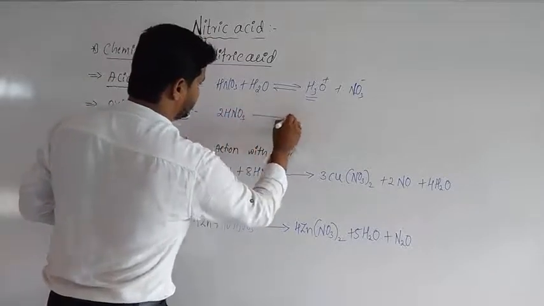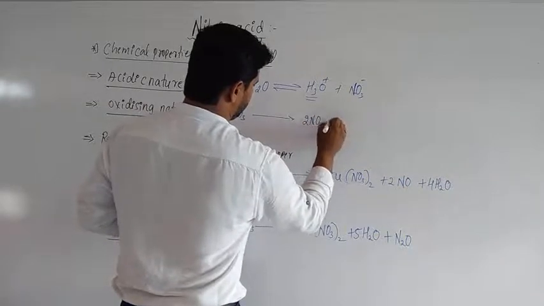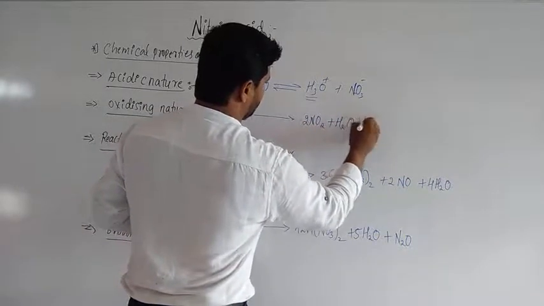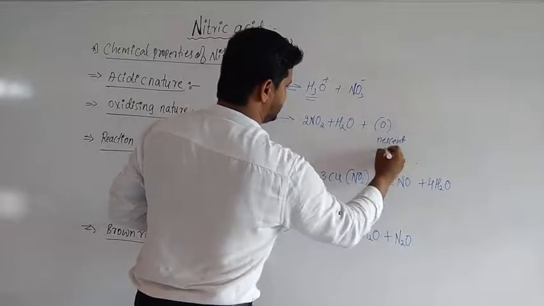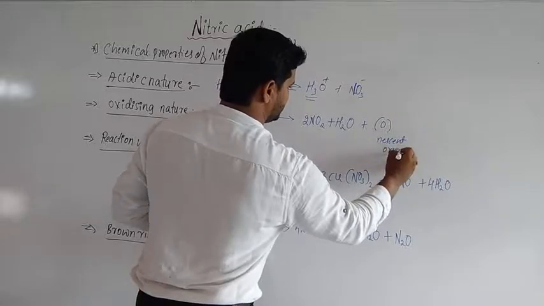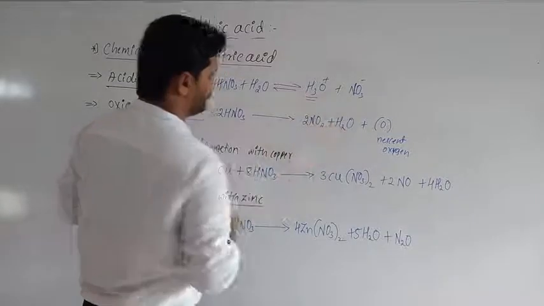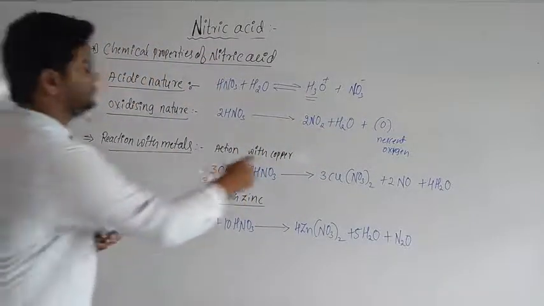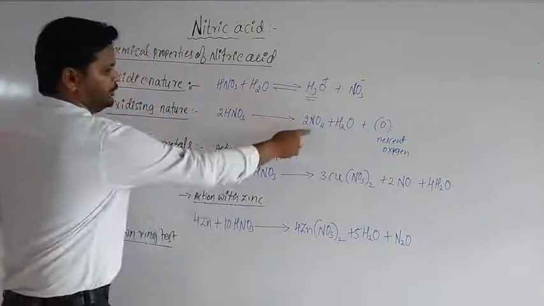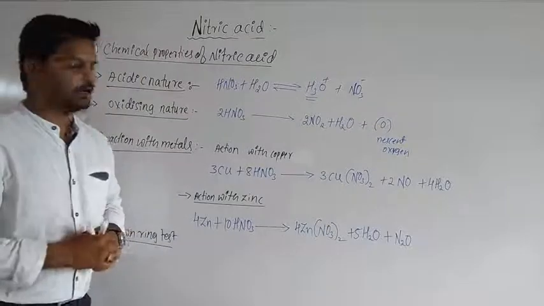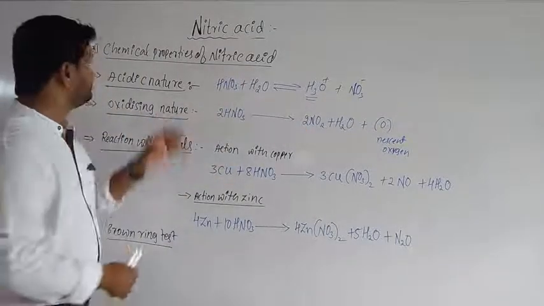2HNO3, when it dissociates or decomposes, gives rise to 2NO2 plus H2O, and it gives nascent oxygen. 4HNO3 gives 4NO2 plus 2H2O and O2. This reaction shows the oxidizing nature of nitric acid.